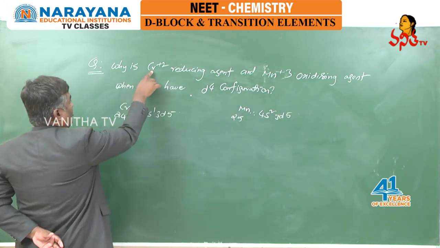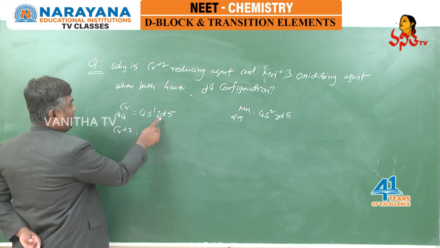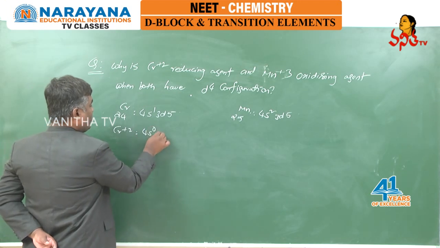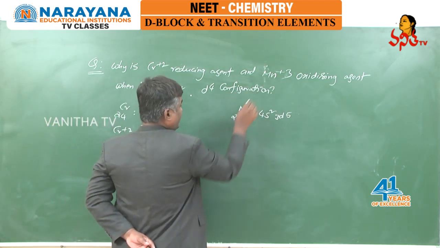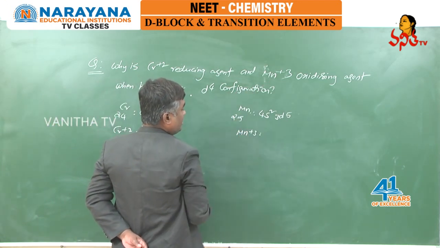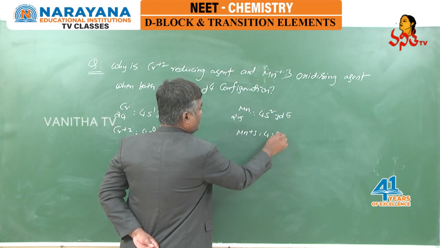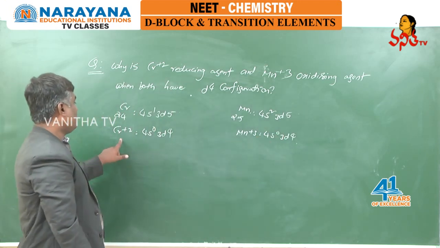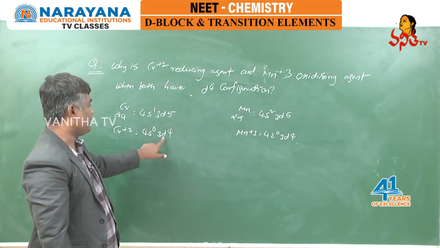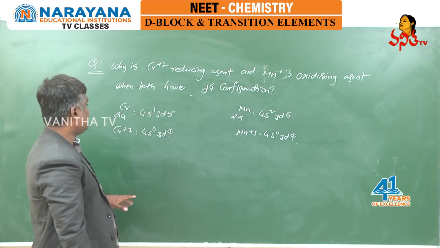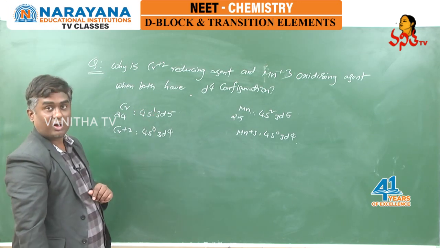For chromium +2, it means loss of 2 electrons, one from here, one more from here, so it becomes 4s0 3d4. And for manganese +3, it means loss of 3 electrons, 2 from here, 1 from here, giving 4s0 3d4. See this students, chromium +2 as well as manganese +3 both have the same valence electronic configuration, 3d4. But even then chromium +2 behaves as a reducing agent, and manganese +3 behaves as an oxidizing agent.